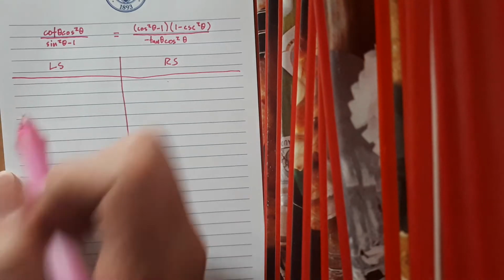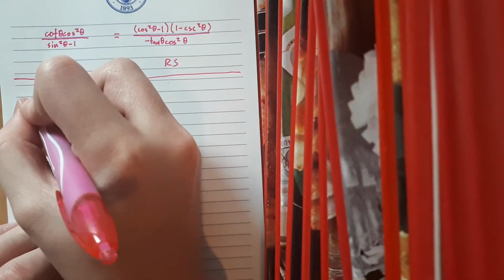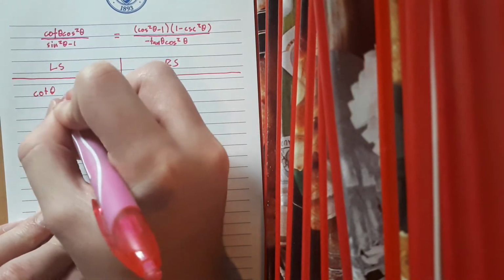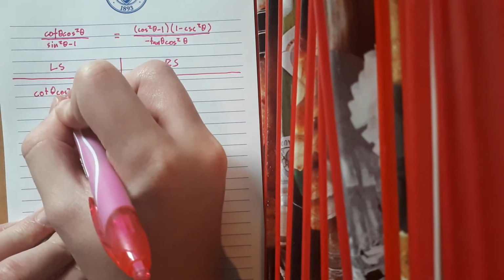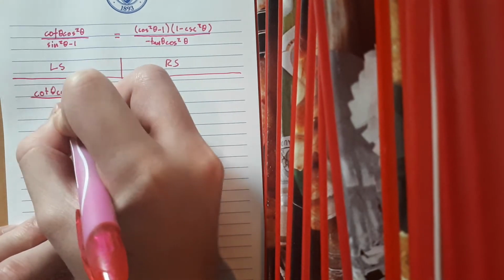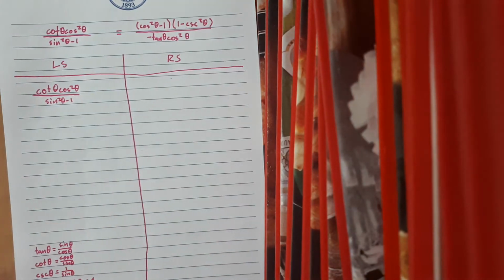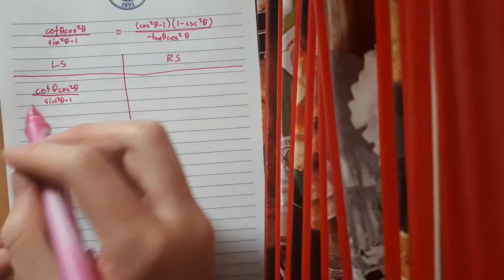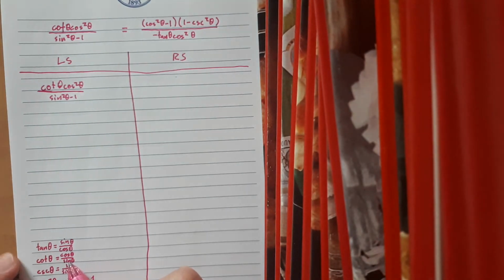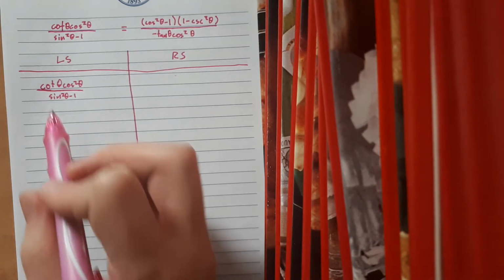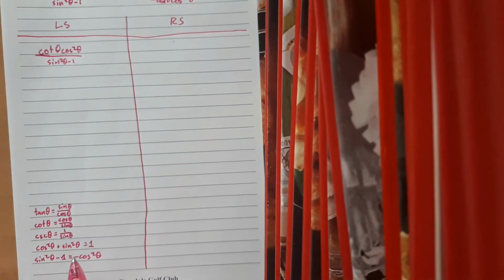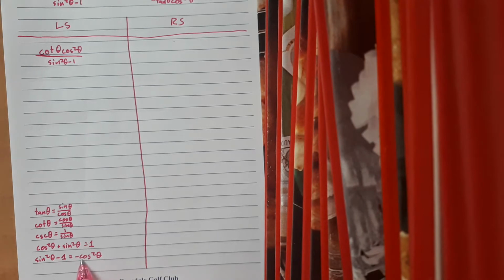Let's get started with the left side. First, I'm going to write it out. Cotangent theta times cos squared theta is equal to sine squared theta minus 1. So I noticed two things we're going to do right away. First, we're going to take this cotangent theta and use our reciprocal identity to change it into cos theta over sine theta. And I noticed this sine squared theta minus 1, which we have right here, is equal to negative cos squared theta. So let's do that.